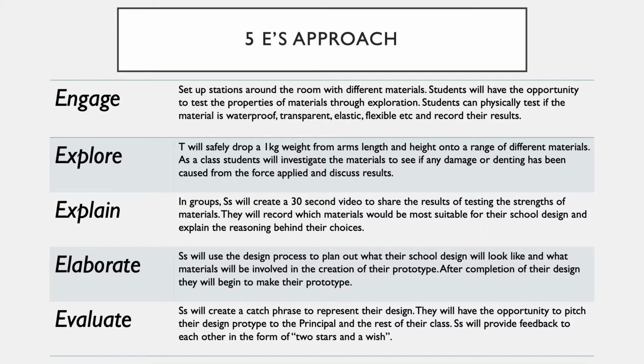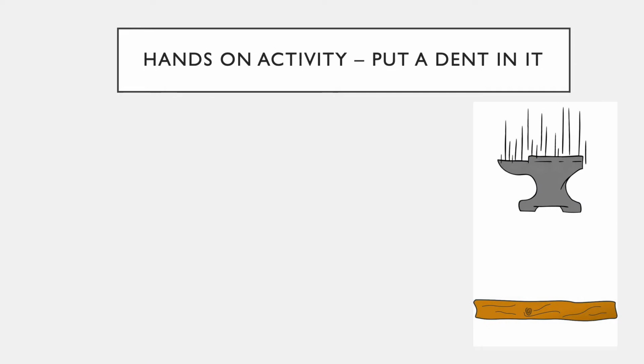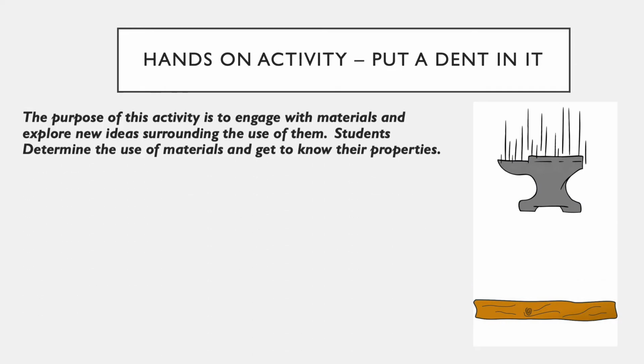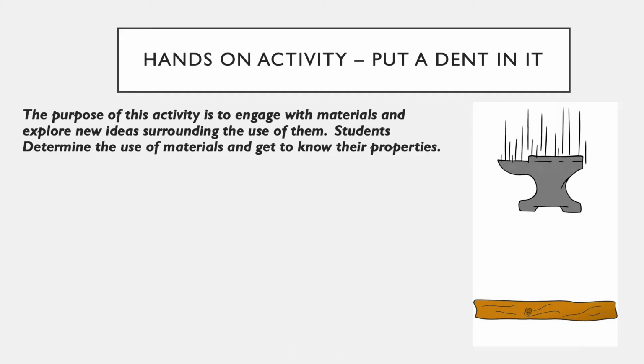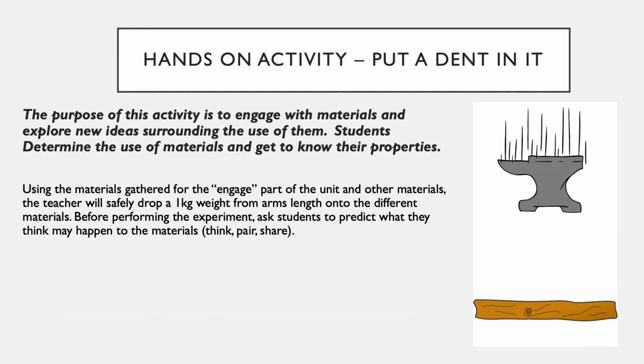They have the opportunity to pitch their design to their class and to the principal, and they would give feedback to each other based on 2 stars and a wish. So the hands-on activity is called Put a Dent in It. The purpose is to have students engage with materials and explore new ideas surrounding their use, and also get to know the properties of materials.